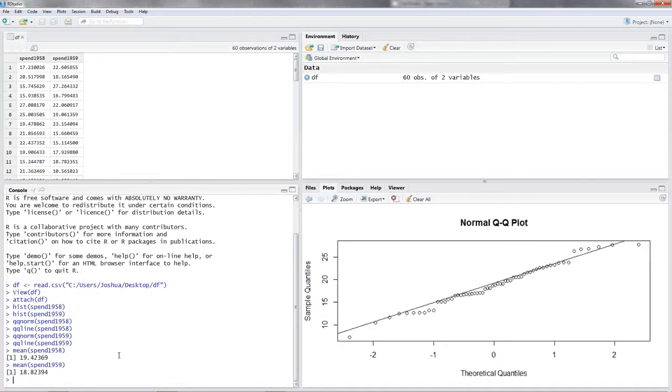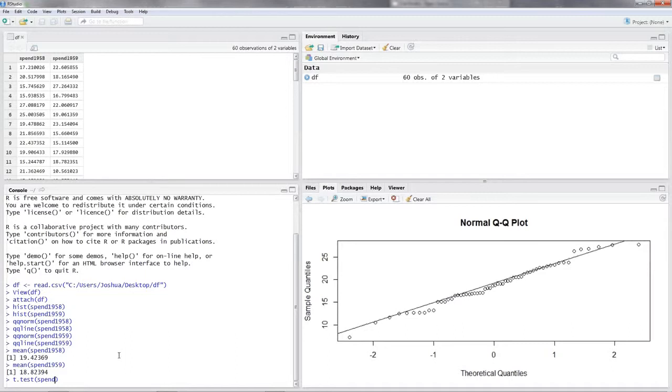When we compare two means, the t-test is the thing to go for. This will compare both the means and the confidence interval. The command would be t.test, so t.test, parentheses, and then you put in the variables or the two means you want to compare.